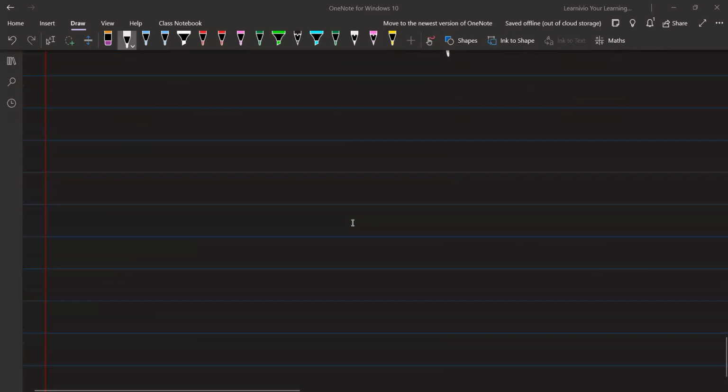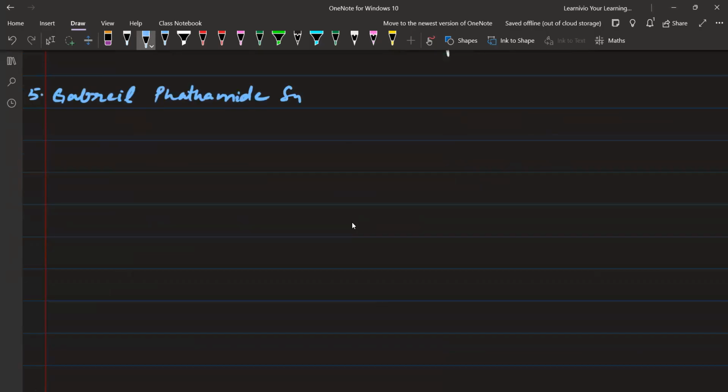Right, next, quite an important synthesis that is known as Gabriel phthalimide synthesis. Now we have already seen what is phthalimide.